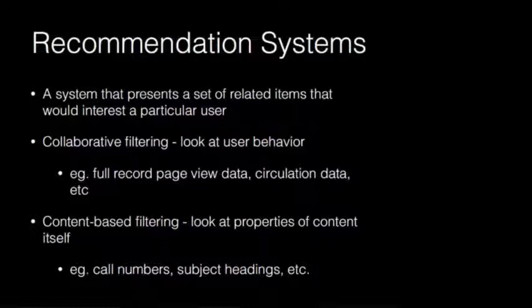The first one is called collaborative filtering. So it looks at user behavior. So in the context of a library catalog, this might be looking at full record page view data or circulation data. So, this person checked out these other items with this particular item, so you might also be interested in that. And then the other kind is content-based filtering. So that's looking at properties of content itself. And in the context of a library catalog, this could be call numbers or subject headings. So, using properties from the item itself to recommend related items.